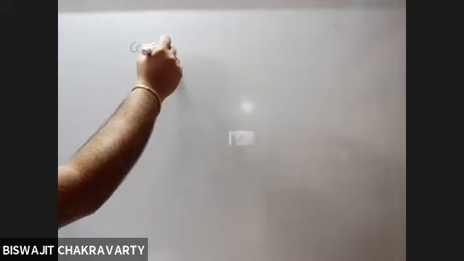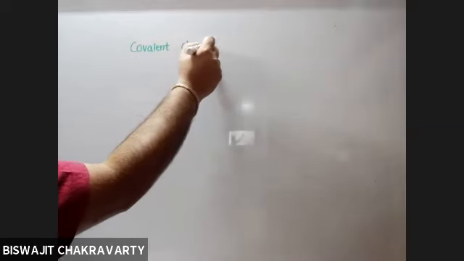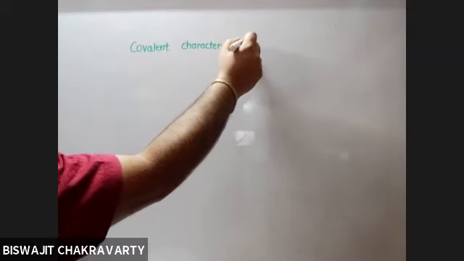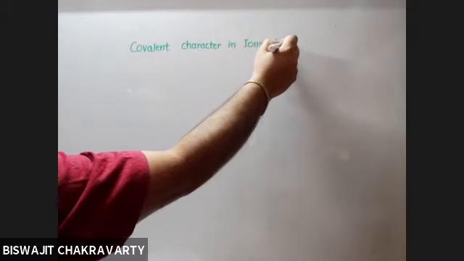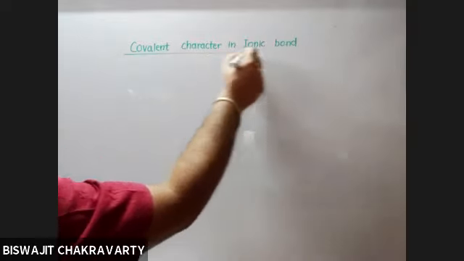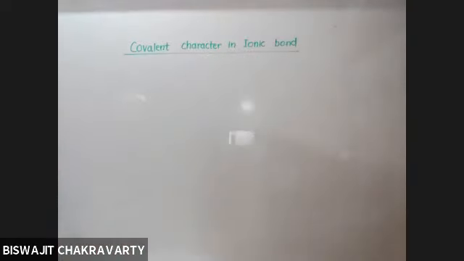We go to another very important topic: covalent character in ionic bond. Now it is quite surprising that we are talking about something in another thing which is completely different from each other. We classify the chemical bond mainly into 2 types, ionic bond and covalent bond.